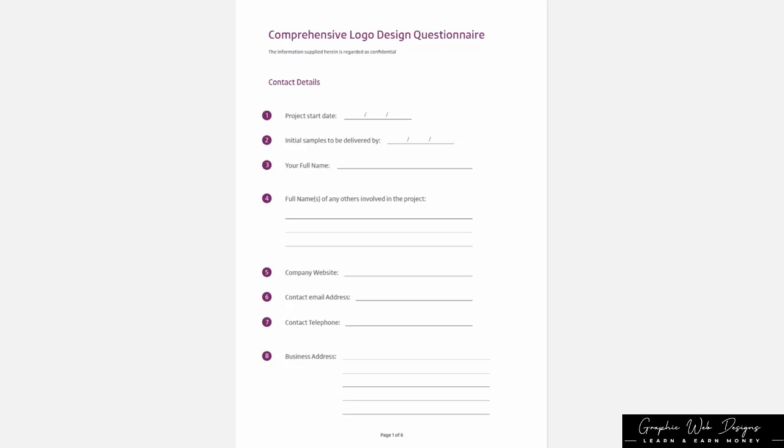So let's take a look at each of the questions in detail, starting with the first in the contact details section, which is the project start date. The answer to this question obviously lets you know if the client wishes to start sooner or later, and it allows you to keep a reservation in your agenda to start work on the project.